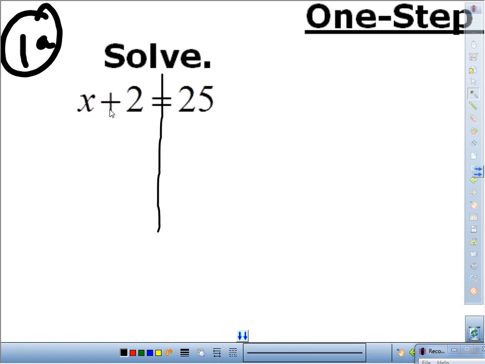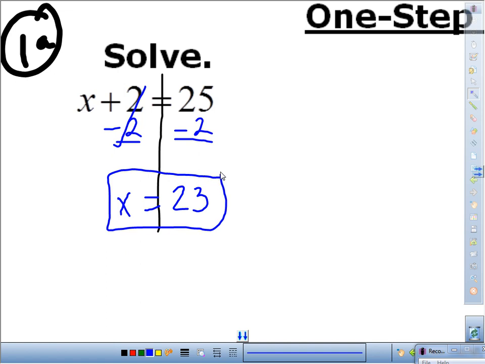So, next, what operation do you see here? Addition. So we're going to leave the variable by itself by using inverse operation. So what is the inverse? Subtract 2, subtract 2. And we're left with x equals 23.